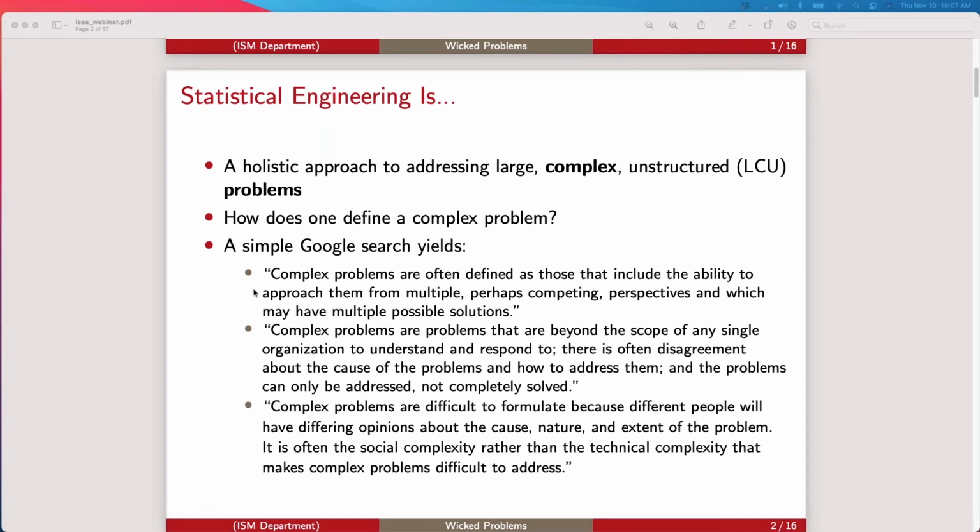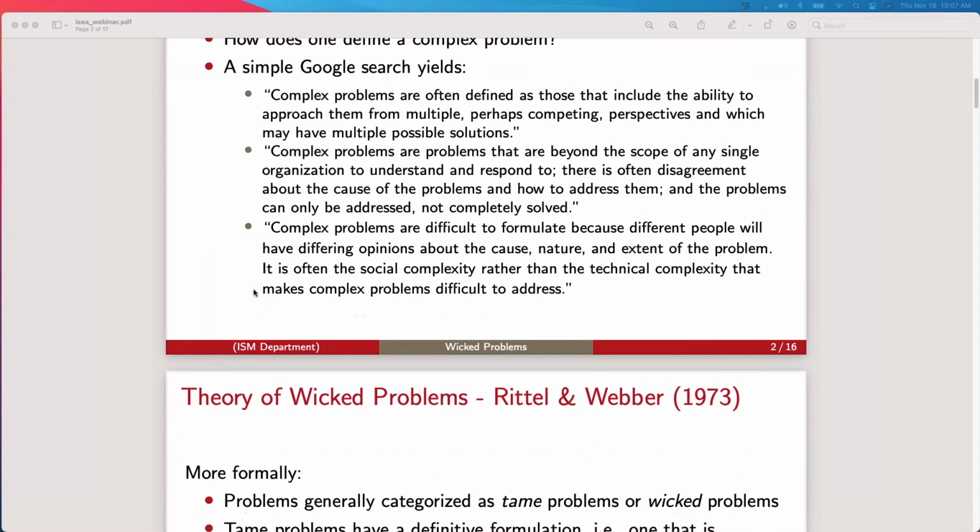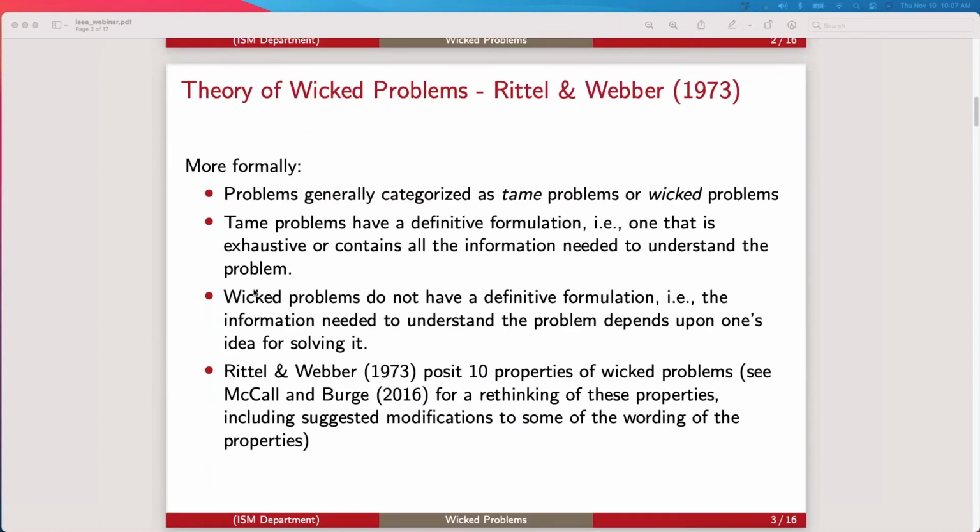So this got me wondering even more. I started to think, is there a formal theory? And it turns out there is a formal theory. It's called the theory of wicked problems, back in 1973 by Rittel and Webber.